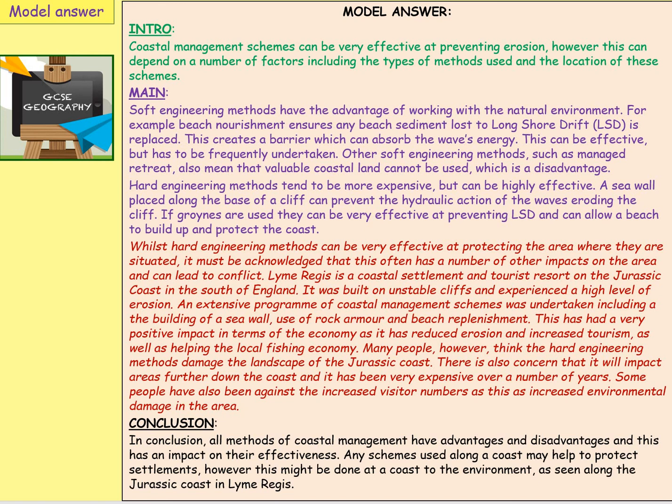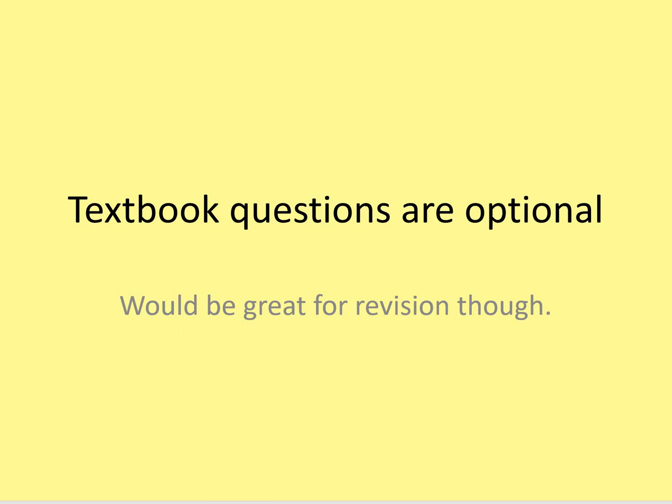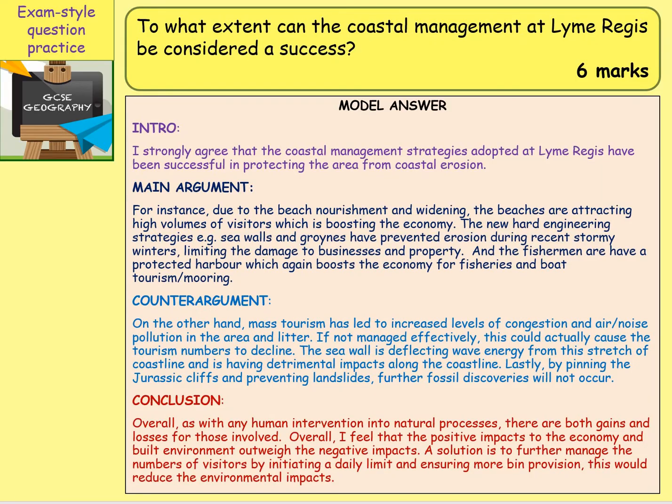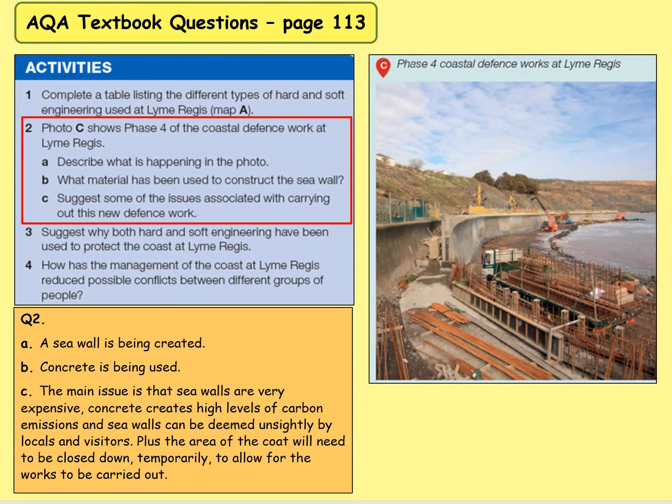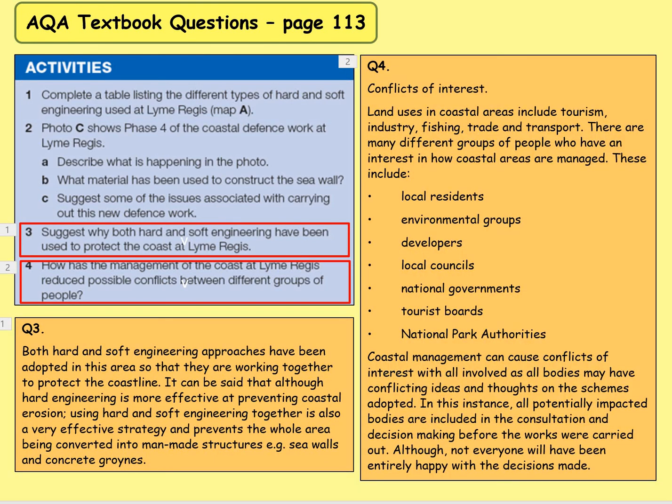Now that's pretty much it. So there are some textbook questions on the following slides in PowerPoint. They'd be great for revision, but they are optional because I know you're all incredibly busy, so at least have a read through them. So you've got an alternative 6-marker on Lyme Regis, which we've set out as your main body and your counter argument. There are some various exam questions that you can have a go at from the textbook, and we have provided model answers to help you.